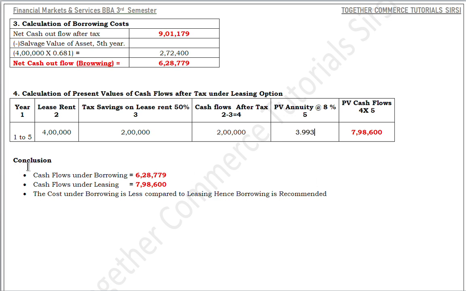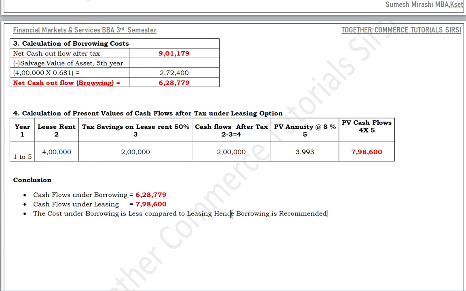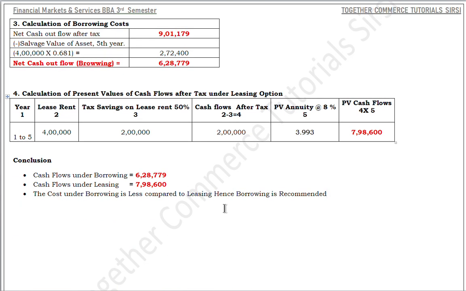So then the conclusion: cash flows under borrowing is 6 lakh 28,779, from the earlier step. Cash flows under leasing is 7 lakh 98,600. So in this problem, the borrowing cost is less than the leasing cost. That's why borrowing is opted. But in the previous problem, the leasing cost was lesser than the borrowing cost, so we opted for leasing. In this problem, the cost under borrowing is less compared to leasing. Hence, borrowing is recommended. I hope this video helped you. Thank you for watching.